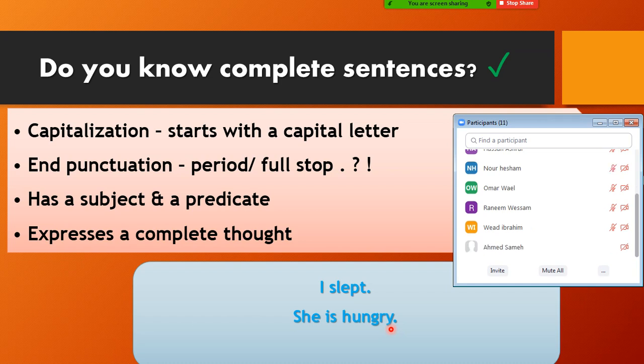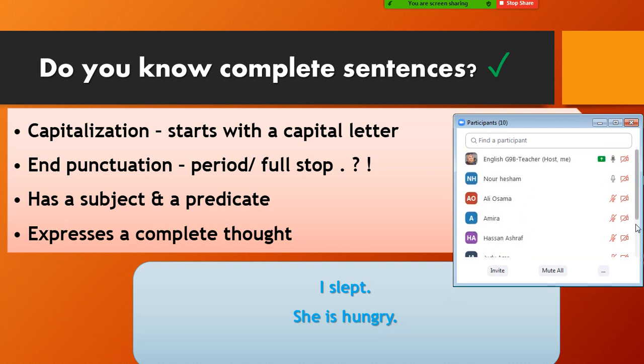Clear? Yes. Any question so far? No. Okay, great. Can you repeat again? Tell me. Is this Noor? Yes, tell me. Can you repeat this part? What is the meaning of a complete sentence? Or this one, the examples?